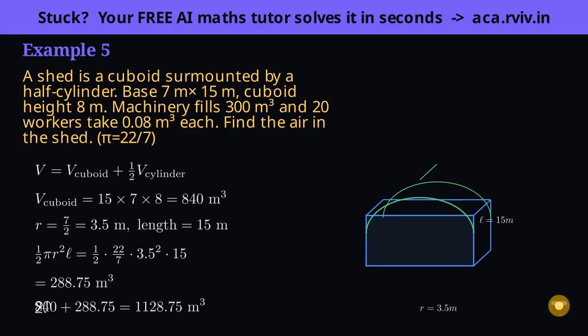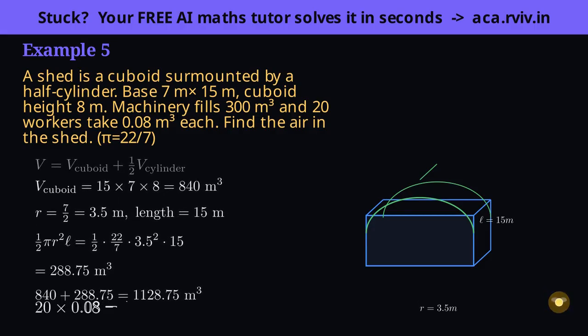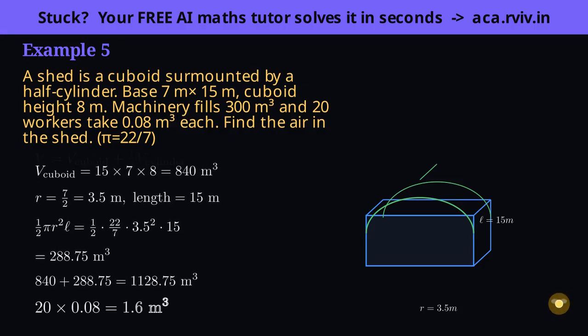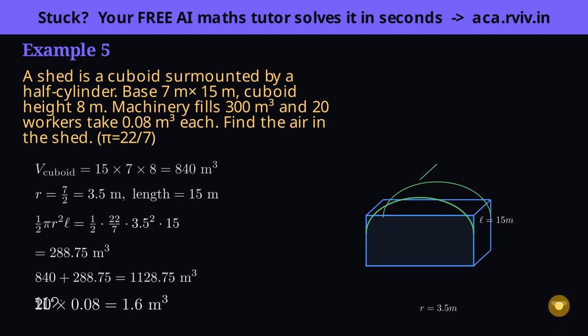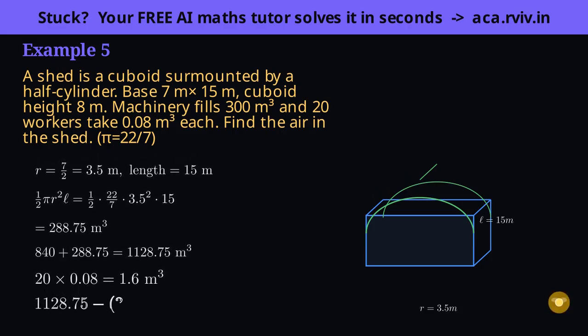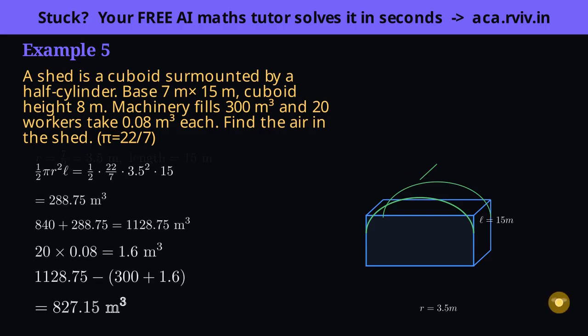But the shed isn't empty. 20 workers stand inside, each taking up 0.08 cubic meters, so together they occupy 20 times that, 1.6 cubic meters. Now the key idea for air remaining: every solid body inside displaces air, pushing it out. So we subtract both the machinery, 300, and the workers, 1.6, from the shed's total space. Do the subtraction and the breathable air actually left is 827.15 cubic meters.